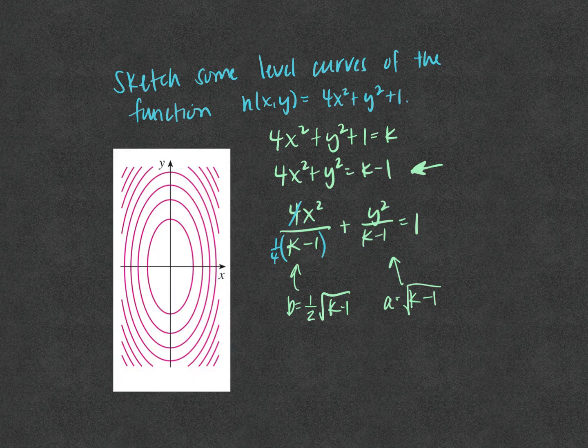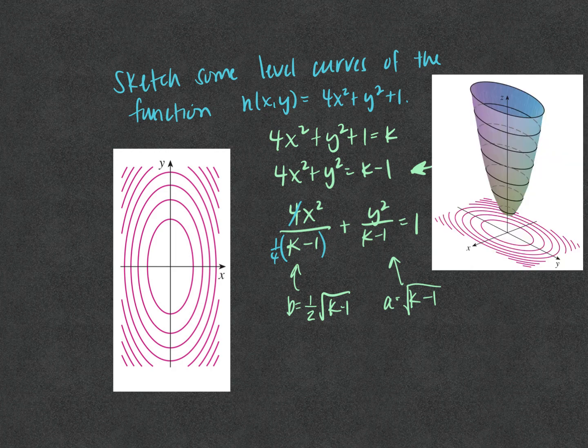So here you can see the level curves that form our contour map. And then we're going to raise them to get an idea of the elliptical paraboloid. And here you can see the elliptical paraboloid. You take the graph of h and you space them up to form your surface.